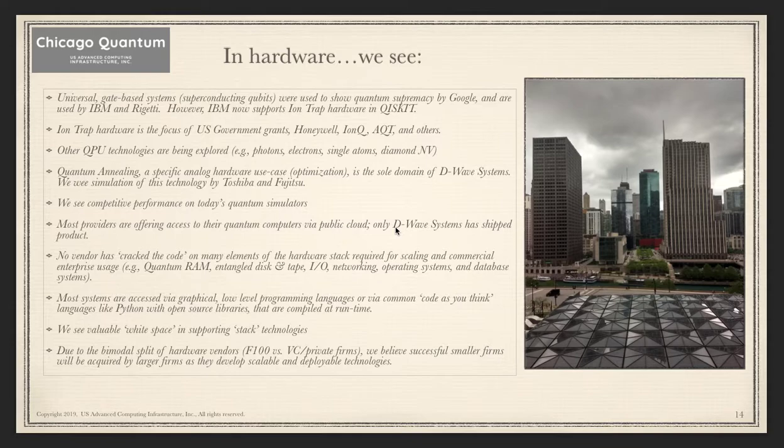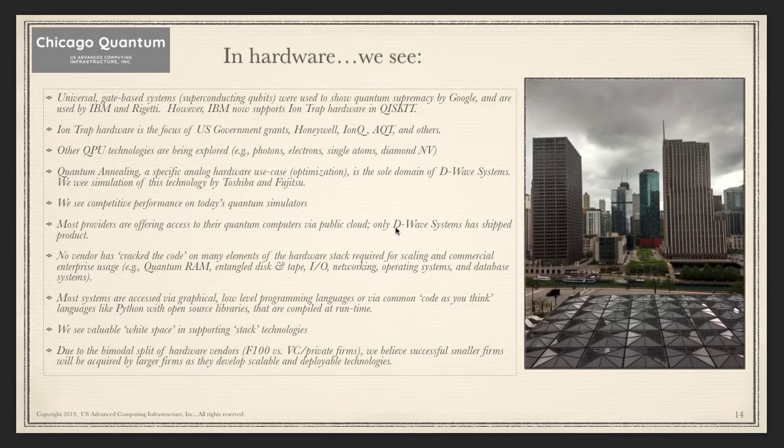So in hardware, we see that universal gate-based systems, think of them as superconducting qubits, were used to show quantum supremacy by Google, and they're used by IBM and Rigetti. They're also used by D-Wave and Intel, and so seems to be a leading technology. However, ion trap hardware is the focus of U.S. government grant money. Honeywell, IonQ, and Alpine Quantum Technologies, and others as well. So I wouldn't count them out as well. And ion traps had the advantage of not needing to be as cold.